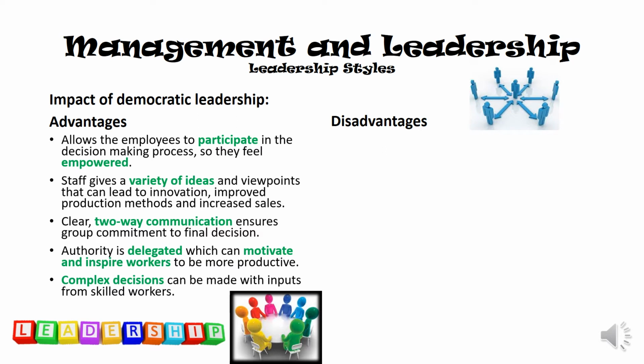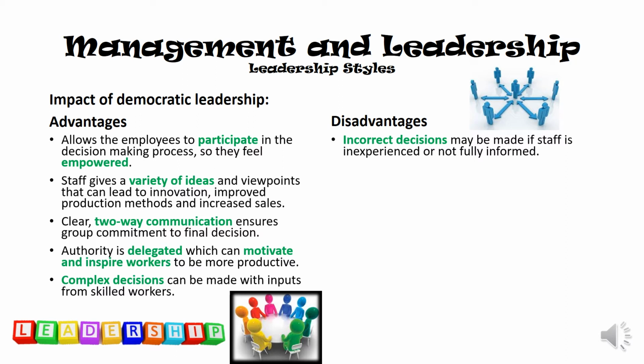Complex decisions can also be made with the inputs from skilled workers. As I said, the problems or the challenges that businesses are faced with are not always straightforward, and the solution is not always kind of in your face. So when you make use of a democratic leadership, we allow the employees to come with their skills and their knowledge and their viewpoints, and we are able to find more creative solutions to the challenges that the business is facing. It's not just one person's knowledge that is going to determine the answer. Everybody's knowledge comes into play, everybody's opinions come into play, and better decisions can actually be made like this.